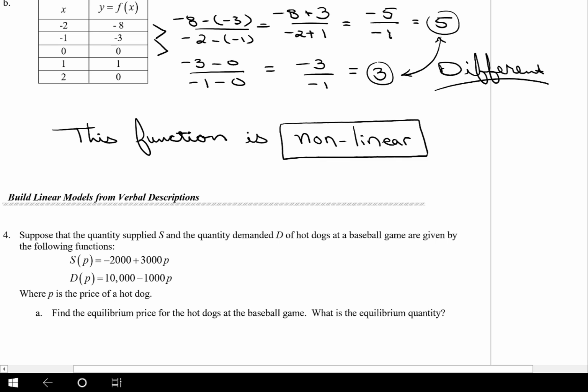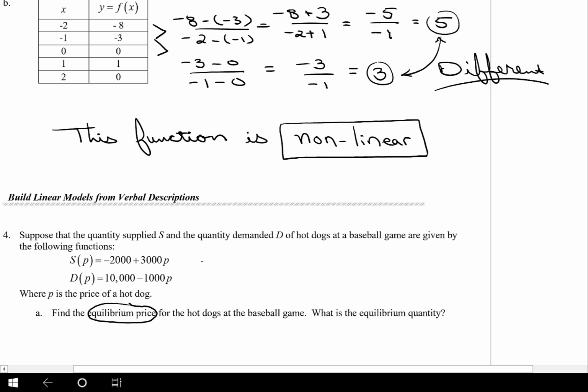This next problem says, number 4, suppose the quantity supplied S and the quantity demanded D of hot dogs at a baseball game are given by the following functions, where P is the price of a hot dog. Find the equilibrium price for the hot dogs at the baseball game. What is the equilibrium quantity?